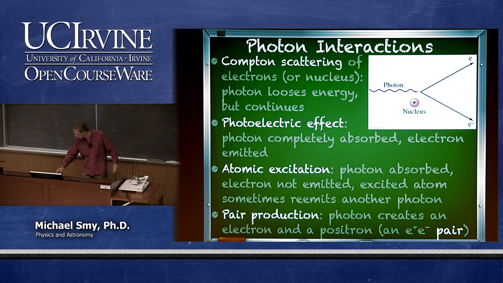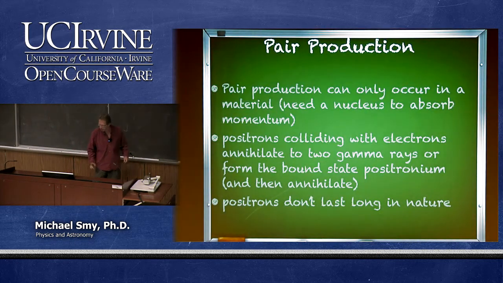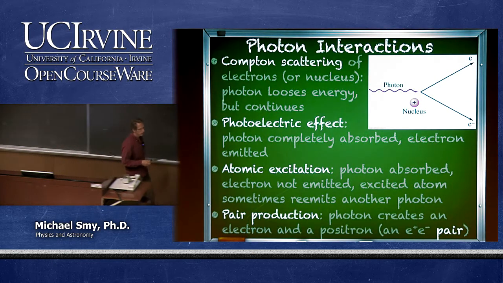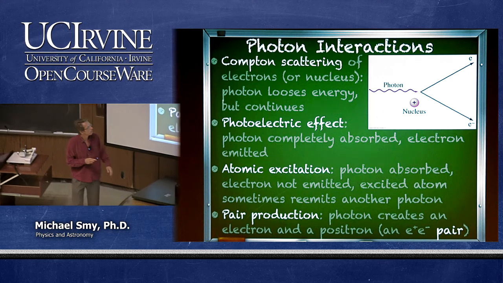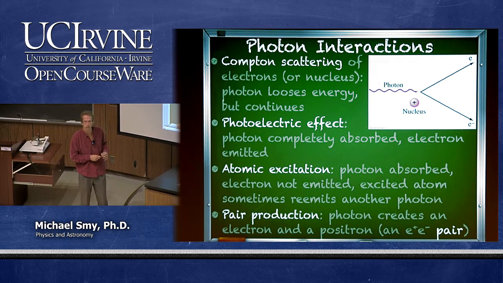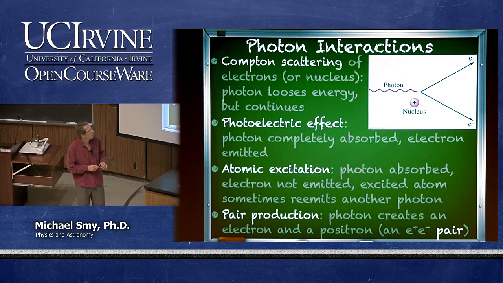Pair production can only happen in some material because you actually need a nucleus to participate in the interaction. Otherwise it is impossible to conserve both energy and momentum of the process in pair production. So you need the nucleus to absorb some of the momentum of the photon. Otherwise this process cannot happen.